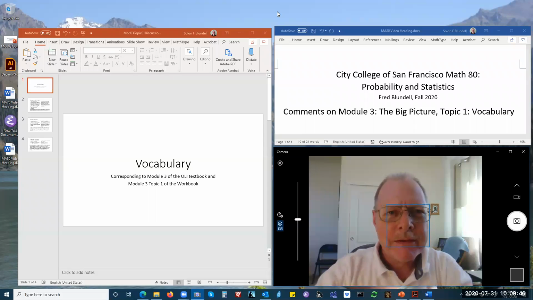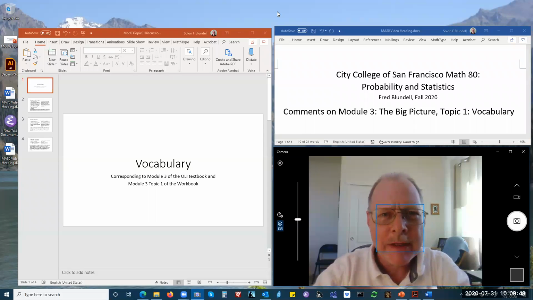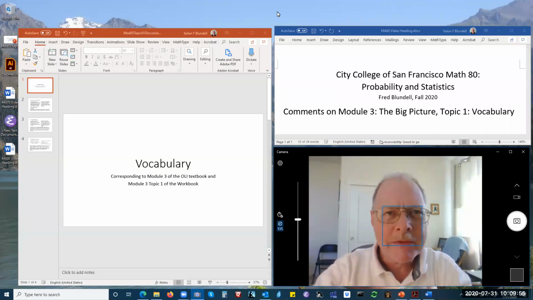Okay, so this is a real brief presentation of the first 6 vocabulary words from Module 3 of your OLI textbook. That module is called The Big Picture. And this is the first topic, one of the first few things they talk about in that section on vocabulary. And you can read the definitions of these 6 words also in the workbook, Module 3, Topic 1.